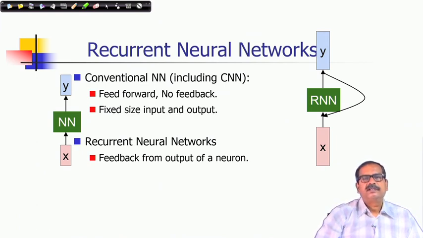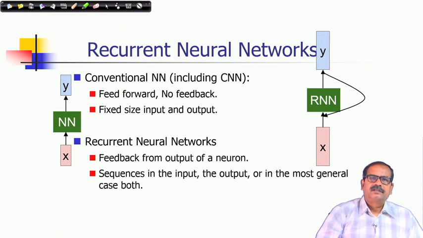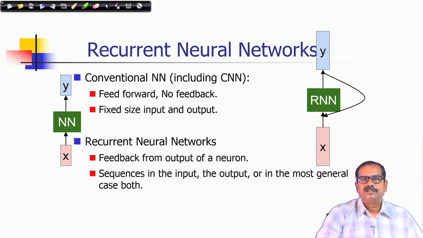A conventional neural network handles fixed size input and output. In the recurrent neural network, input could be of variable size. It is the sequences in the input, the output, or in the most general case both.